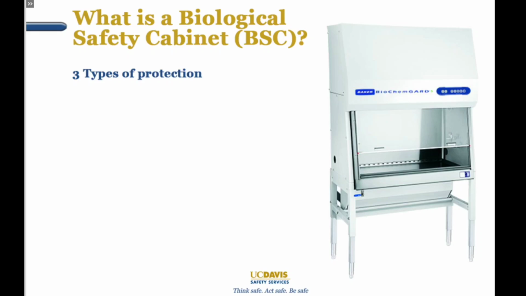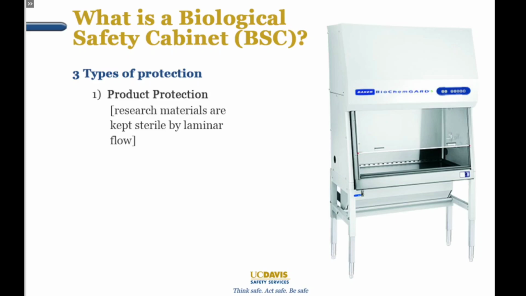The three types of protection provided by a BSC are product protection, whereby research materials are kept sterile by laminar flow, which is a single speed and unidirectional curtain of HEPA-filtered air onto the work surface that prevents the cross-contamination of research materials by reducing turbulent wind patterns within the BSC.